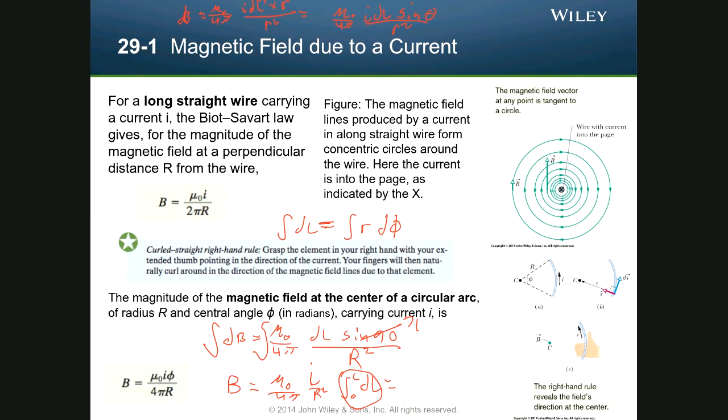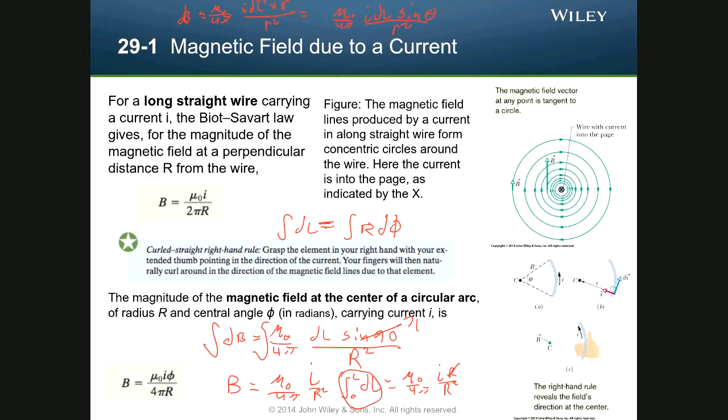But what's going to happen is this will be a fixed r, right? And then we'll have mu naught over 4 pi times I r over r squared, right? Those will cancel.